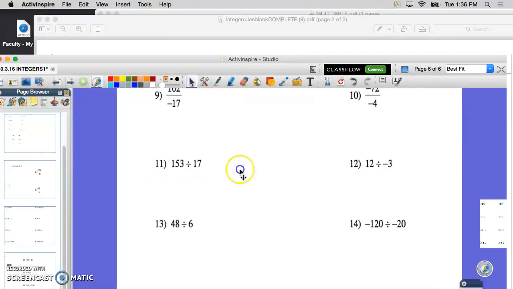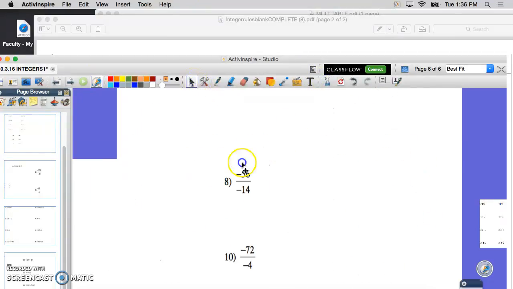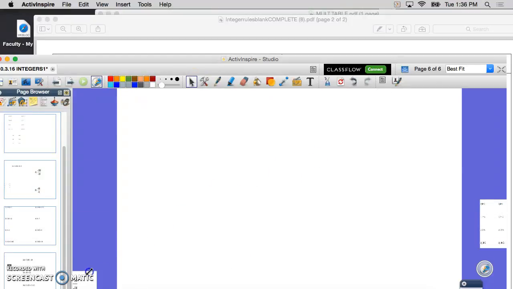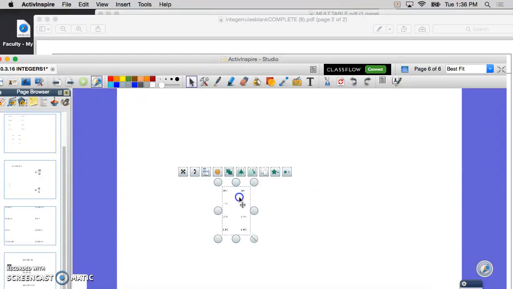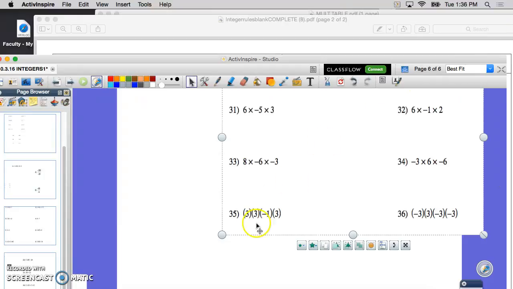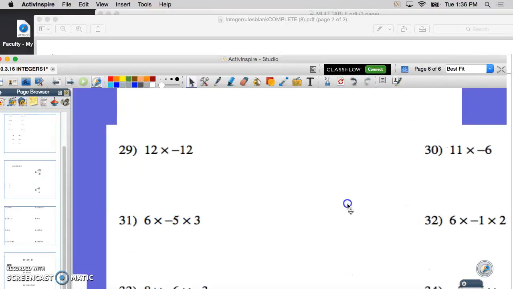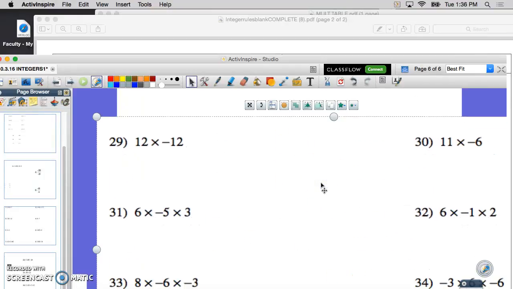Okay, let's see what else we got here. Those are all the division problems I'm going to demonstrate for you. So now let's bring out multiplication. Multiplication, I'm starting with number 29. That means you have to do the rest. And remember, we also did some of these in class, so it shouldn't be that bad.